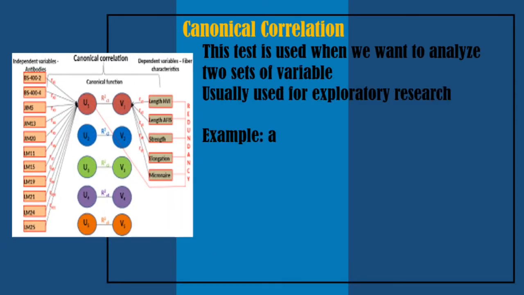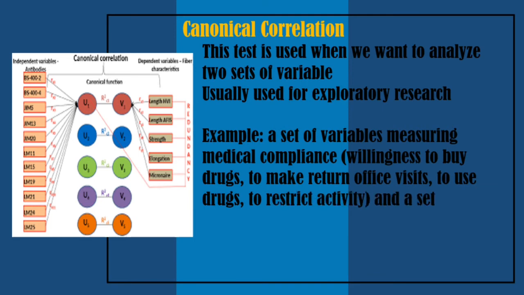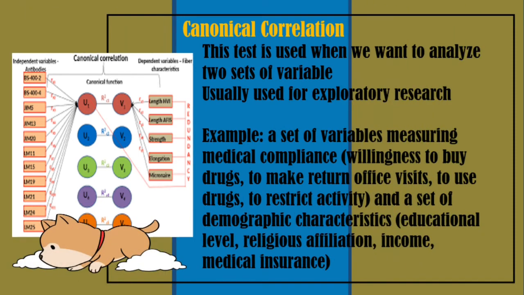Then another test of relationship is the canonical correlation. This test is used when we want to analyze two sets of variables, usually used for exploratory research. Example, a set of variables measuring medical compliance, such as willingness to buy drugs, to make return office visits, to use drugs, or to restrict activity, and a set of demographic characteristics such as educational level, religious affiliation, income, or medical insurance.